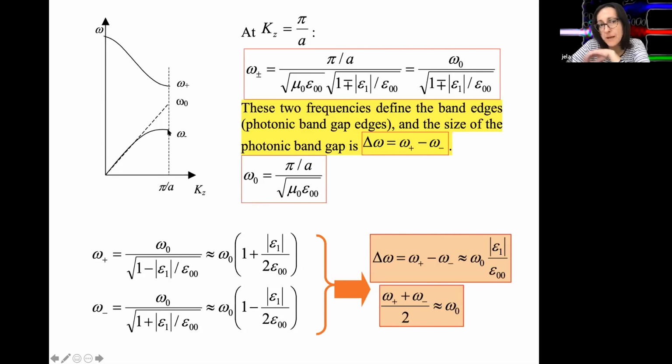And we found omega, but this is fine if you are interested in looking for the size of the band gap. So we found omega minus and omega plus.